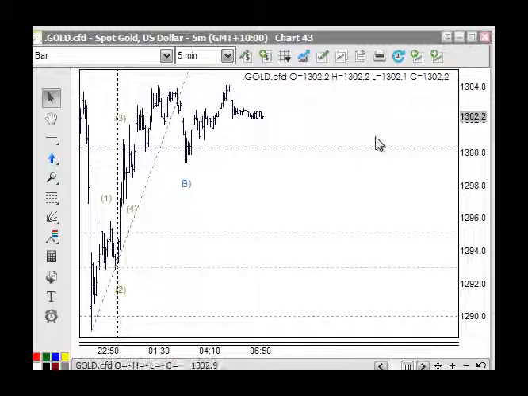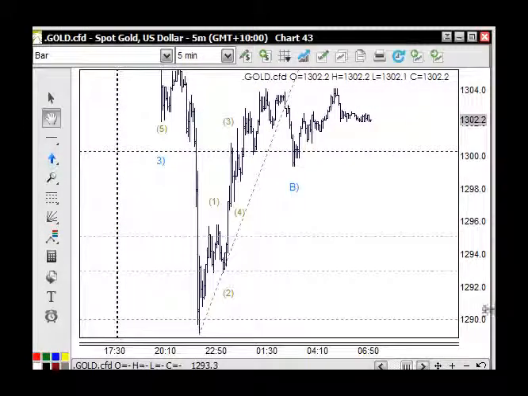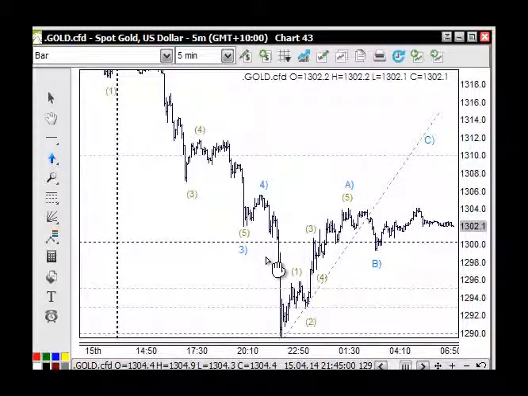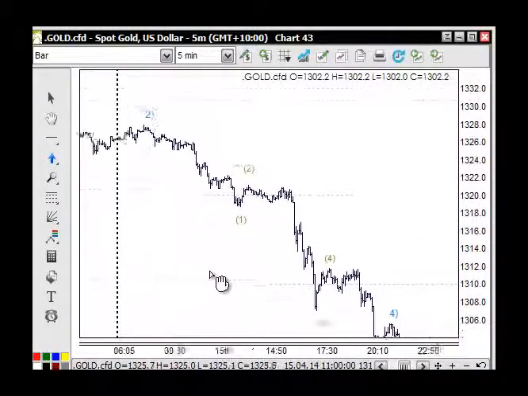I don't know if I've got it on a 5-minute chart. I do indeed. So yeah, look, I did pull it apart, and this is the best count that I can come up with. This is how I've counted it.